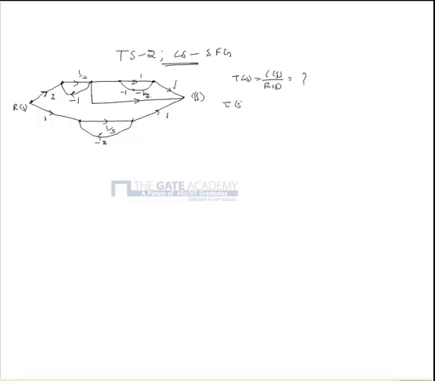We know that this transfer function can be determined by Mason's gain formula, which is given as sigma pk delta k by delta, where pk is gain of forward path k and delta k is graph determinant without forward path k and delta is graph determinant.